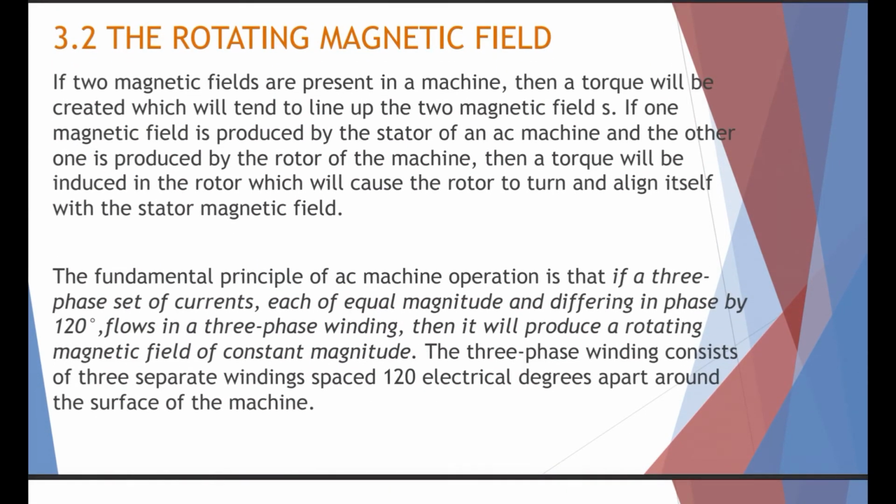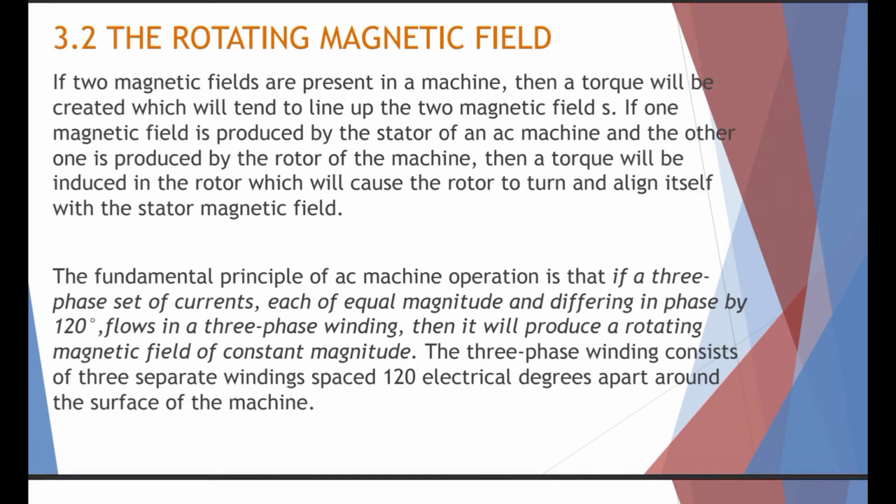Section 3.2, the rotating magnetic field. If two magnetic fields are present in a machine, then a torque will be created which will tend to line up the two magnetic fields. If one magnetic field is produced by the stator of an AC machine and the other one is produced by the rotor of the machine, then a torque will be induced in the rotor which will cause the rotor to turn and align itself with the stator magnetic field.